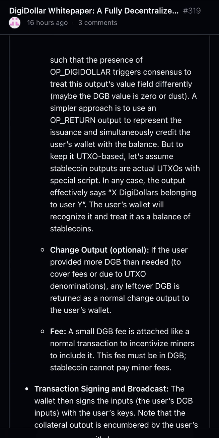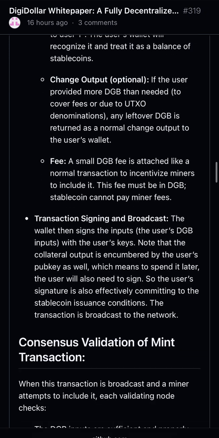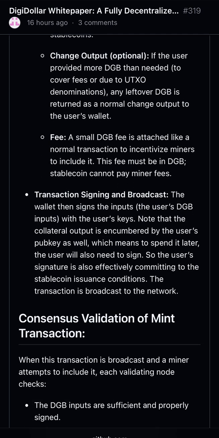A simpler approach is to use an OP_RETURN output to represent the issuance, and simultaneously credit the user's wallet with the balance. But to keep it UTXO based, let's assume stablecoin outputs are actual UTXOs with a special script. In any case, the output effectively says X DigiDollars belonging to user Y. The user's wallet will recognize it and treat it as a balance of stablecoins. Change output, optional: if the user provided more DGB than needed to cover fees or due to UTXO denominations, any leftover DGB is returned as a normal change output to the user's wallet.